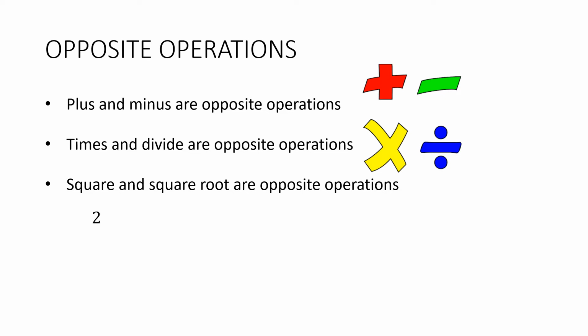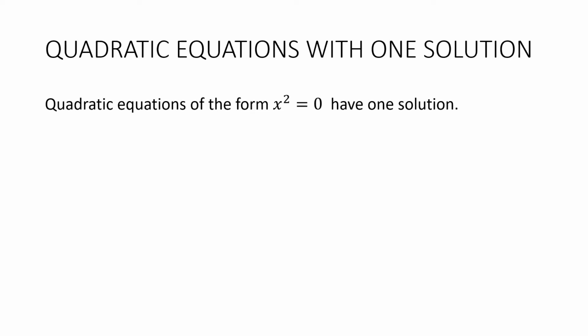So let's take the number 2. We're going to square it. That gives us 4. Then I'm going to take that number 4 and do the square root, and we end up back at 2. So they are opposites. So let's have a look at how we do this.